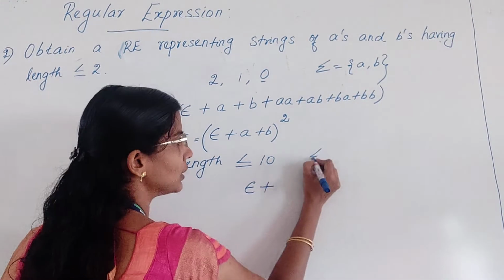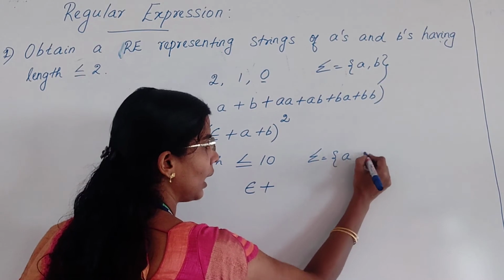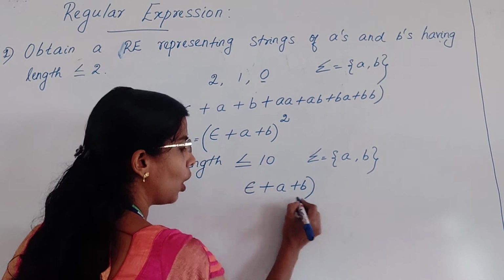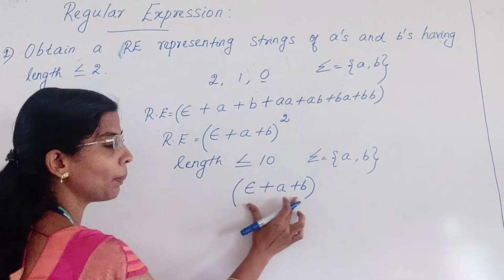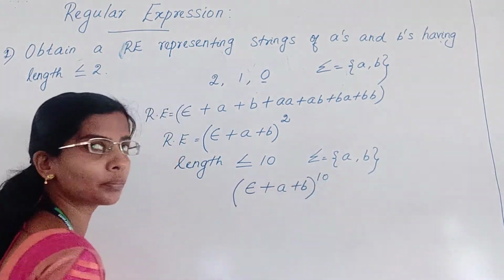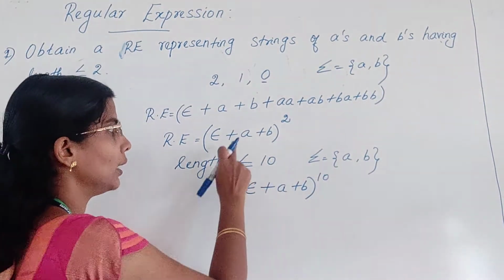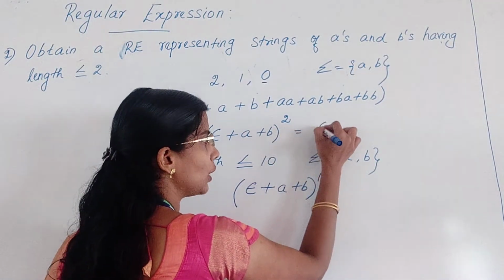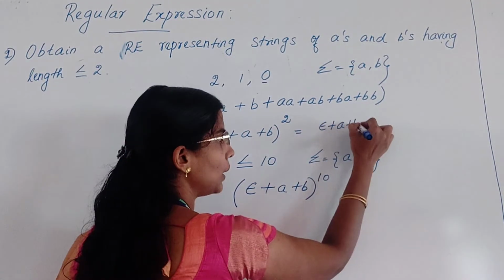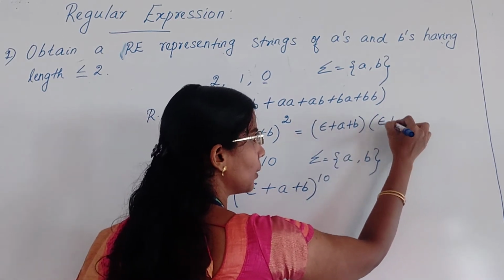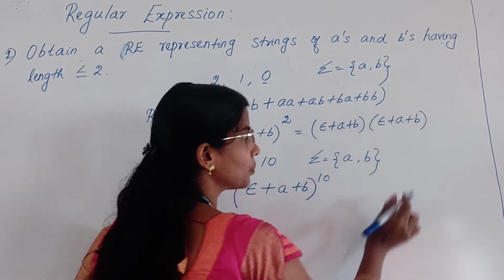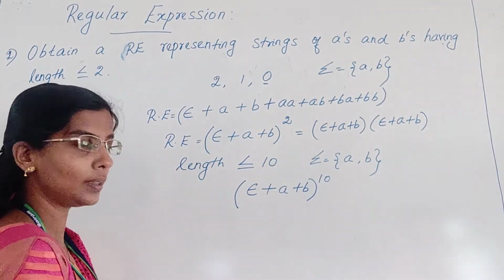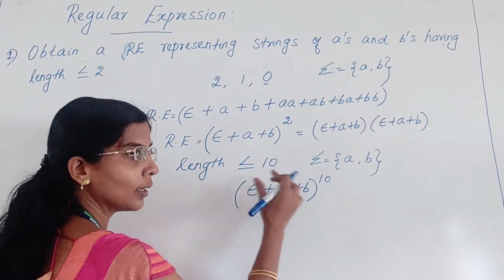So what you have to do is write epsilon plus, since your sigma is A and B, epsilon plus A plus B. How many times? I should repeat this 10 times. Hope you got it. If it is 2, this is equal to (epsilon plus A plus B) (epsilon plus A plus B). I have combined and written like this. Otherwise, for 10, repeat it 10 times.